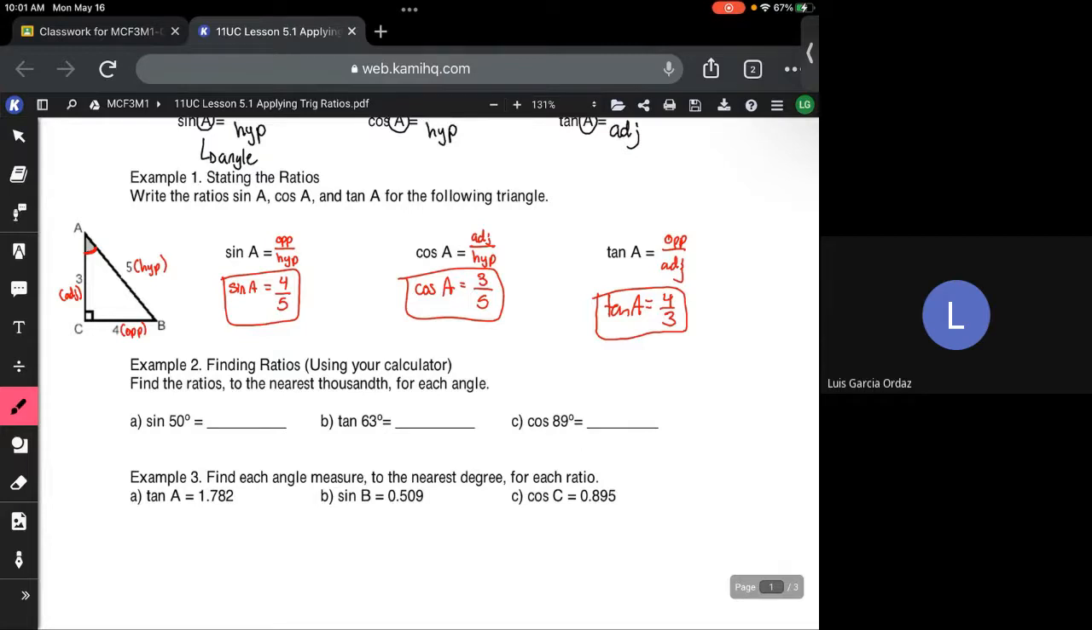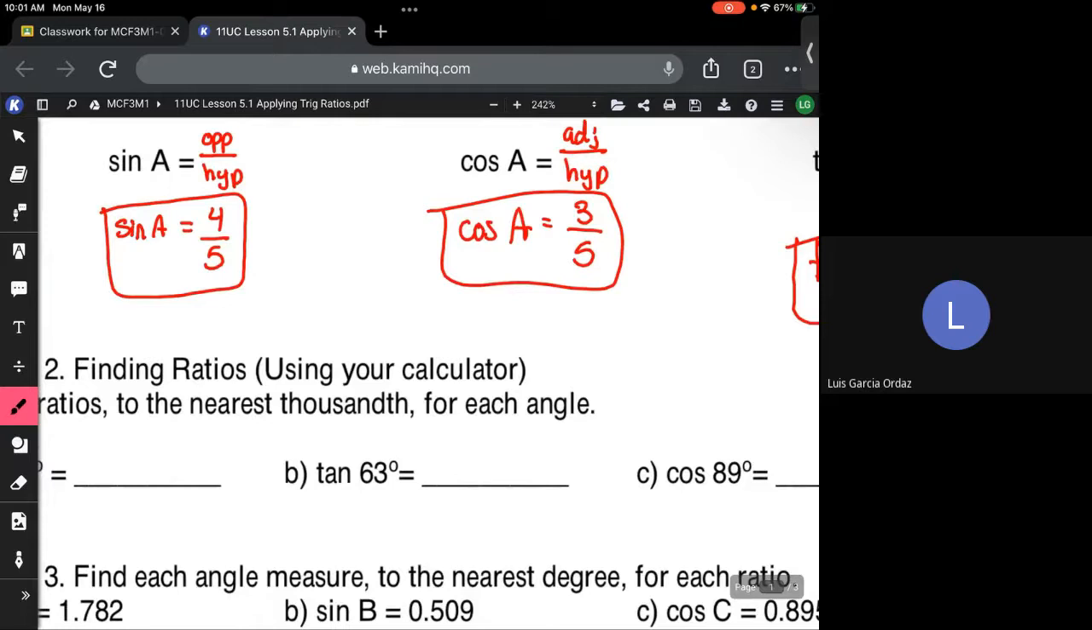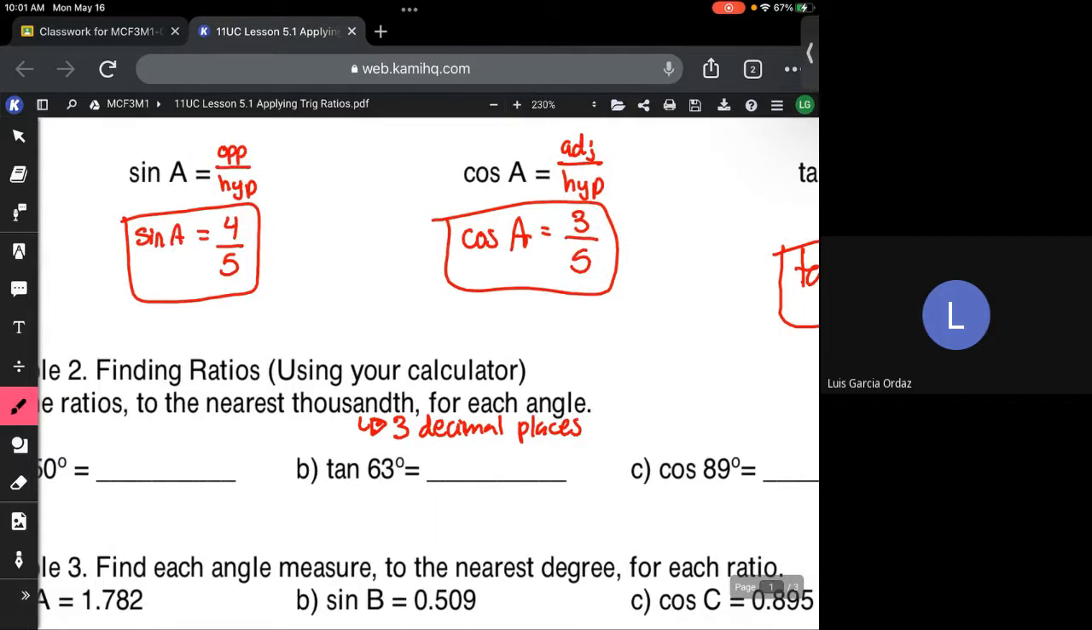Now the next two is just using your calculator. You want to find the trig ratio for each of these degrees. Round to the nearest thousandth, which means to 3 decimal places. So we're given the angle, right? We're not given a triangle.